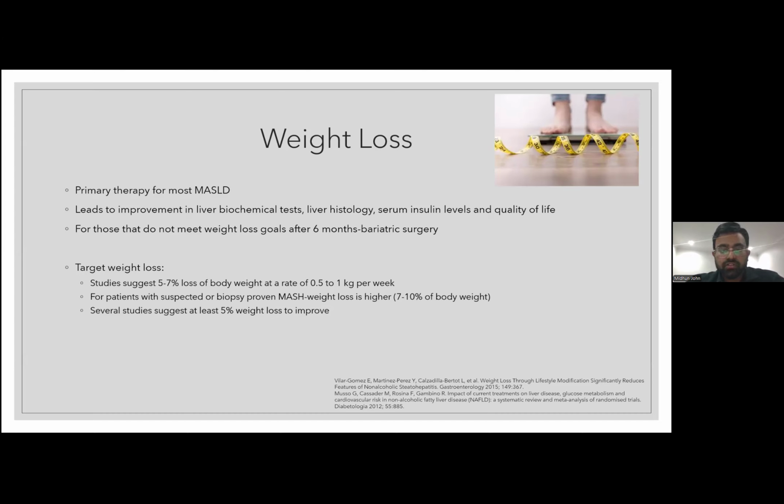The target weight loss, from all of the research that I've done, studies suggest about 5 to 7% loss of body weight at a rate of 0.5 to 1 kg per week. For patients with suspected or biopsy-proven MASH, studies have shown that you actually need to lose a little bit more. So weight loss needs to be sitting at around 7 to 10% of body weight. Several studies have also suggested that at least 5% weight loss is needed to improve.